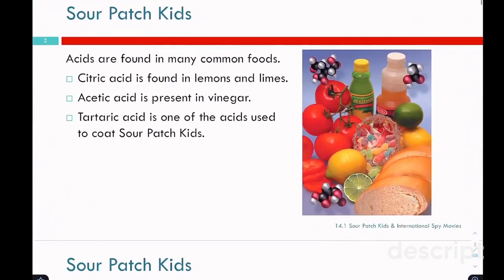In fact, we eat acids a lot of the time. Things like citric acid, acetic acid, tartaric acid are found in a lot of different foods. Acetic acid, actually we've used several times this semester, is vinegar, albeit at a lower concentration in household vinegar.